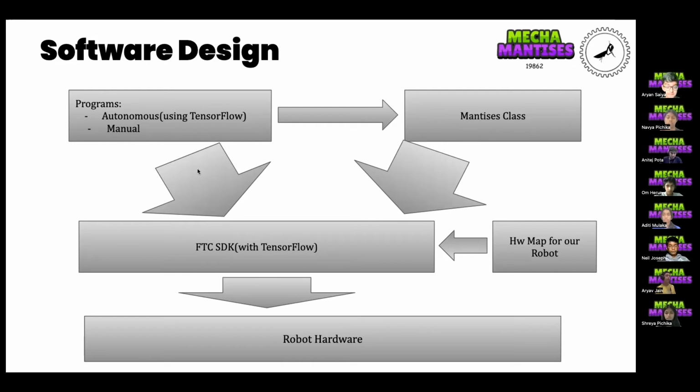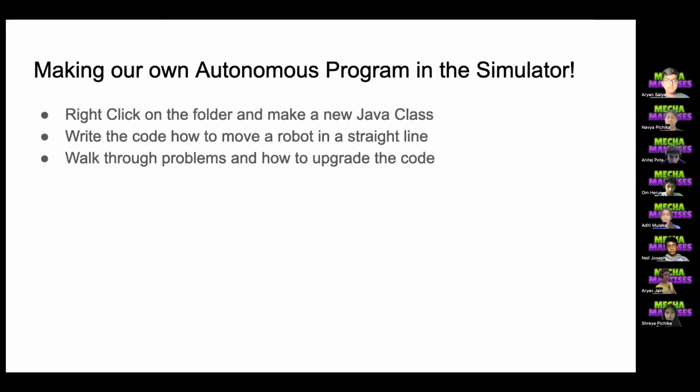So both of these use the FTC SDK, which is also the one that has TensorFlow in it. Basically the FTC SDK provides all the servos, motors, and sensors so that the programs and the Mantises class can use them. And then the FTC SDK uses the hardware map in order to find all the ports for servos, motors, and sensors. And then lastly, the robot hardware uses the FTC SDK in order to run the actual thing on the robot. And in this case, the robot hardware is our Java 8 simulator. So going back to our simulator.